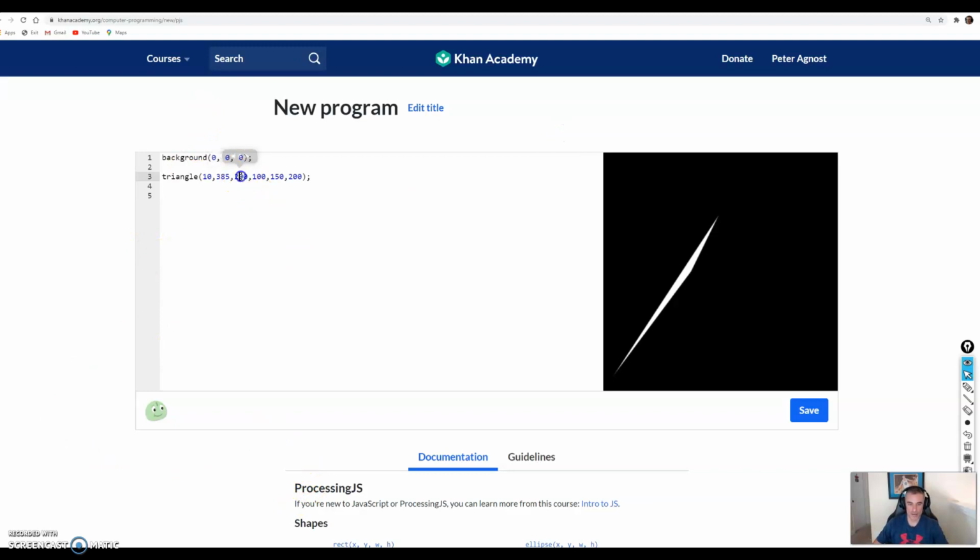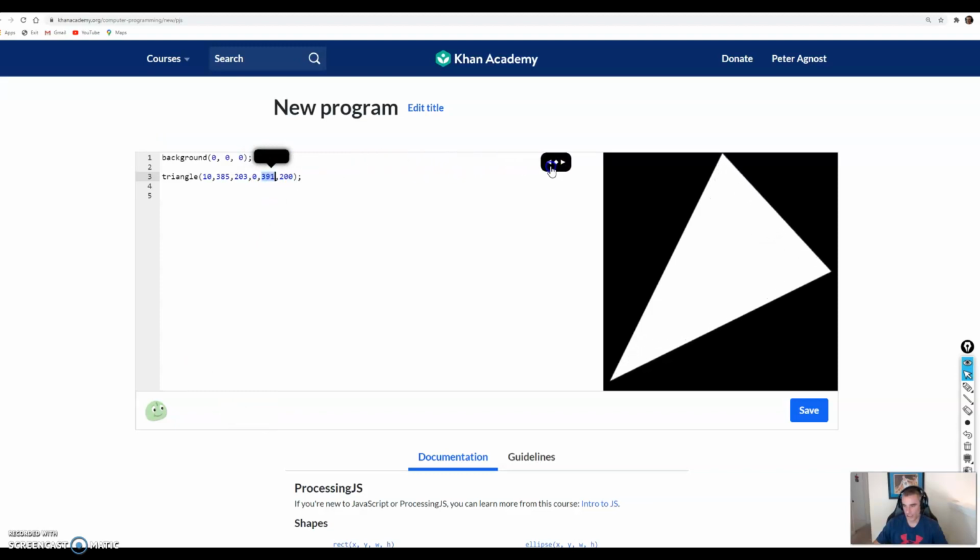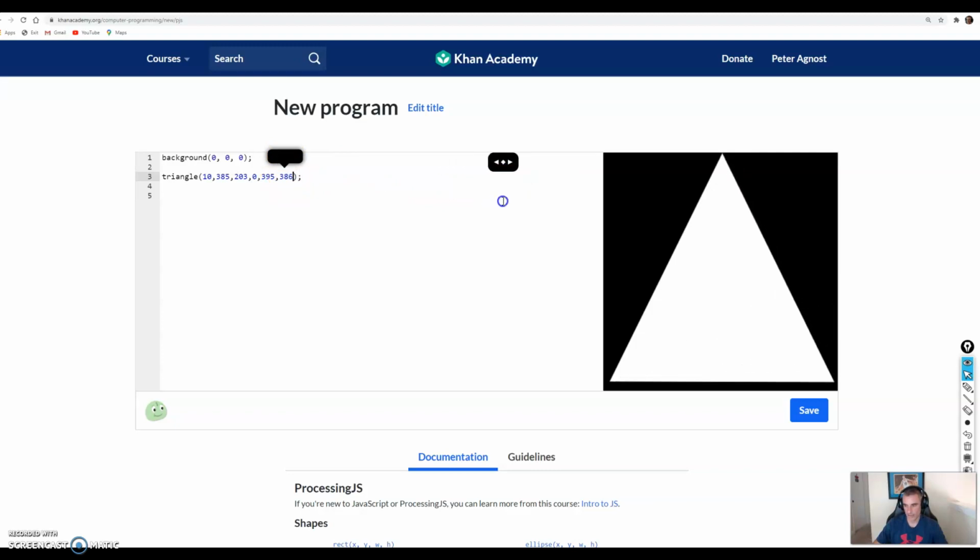For my second coordinate, a lot of times I'll grab the number and number scrub it to make sure I know which point I'm moving. So I'm moving that top point here. I want that to be towards the middle and all the way near the top. So I number scrub it that direction. And then for my last one, I'll move that all the way over to the right and then all the way down. And now I have a triangle that fills up almost the entire screen.